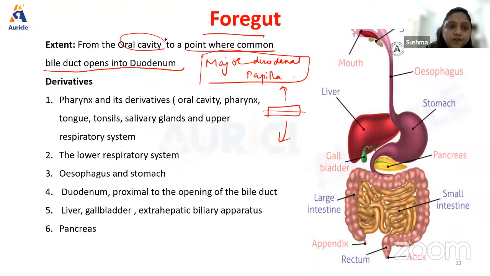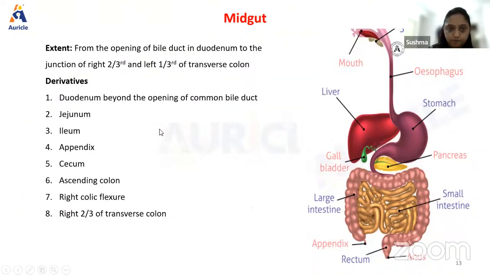Whatever lies from the oral cavity till the major duodenal papilla, or the point at which the bile duct opens, becomes the foregut. Pharynx and its derivatives, right? Oropharynx, nasopharynx, tonsils, salivary glands, lower respiratory system, esophagus and stomach, duodenum proximal to the opening of the bile duct, and of course liver, gallbladder, extrahepatic biliary apparatus, and pancreas. So all of these are the derivatives of the foregut.